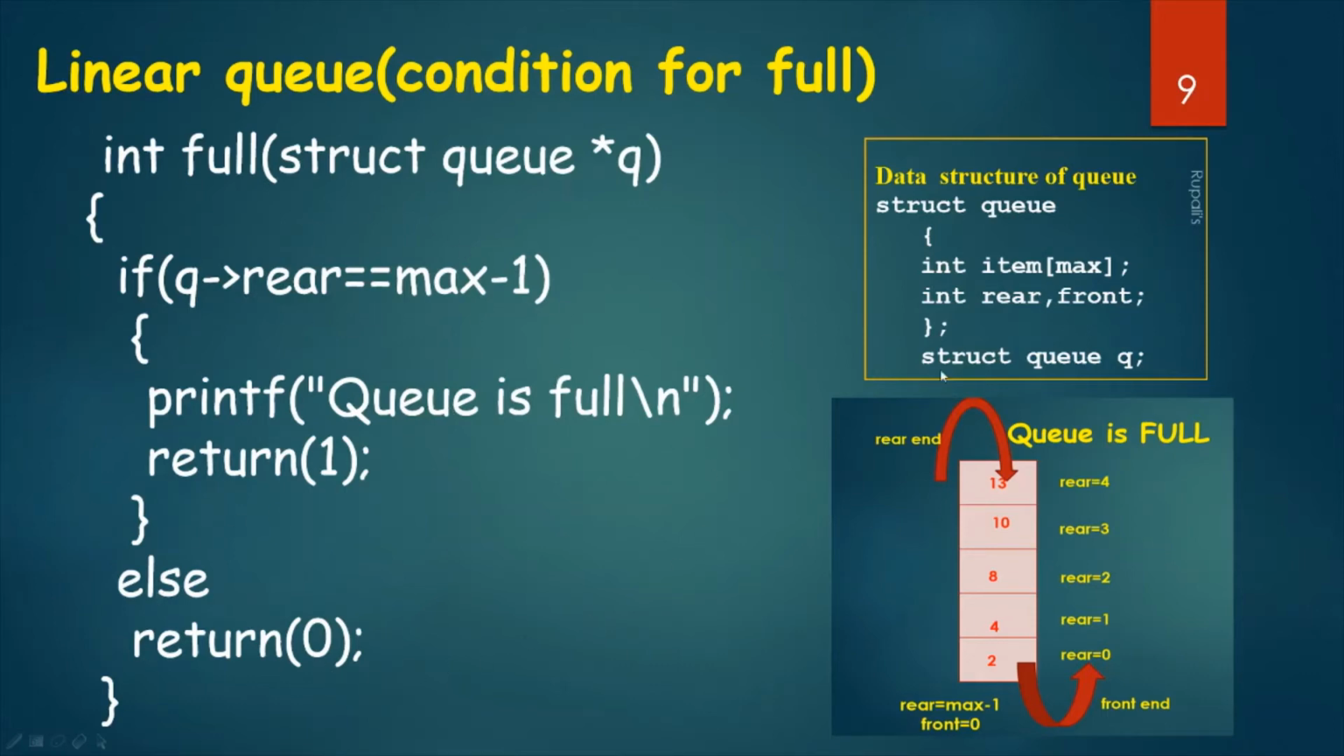Now because the rear variable is a variable of this structure, you have to write queue arrow rear, because we want to access this rear variable by the address of this structure. So if queue arrow rear equals max minus 1, the queue is full, return 1, otherwise return 0.